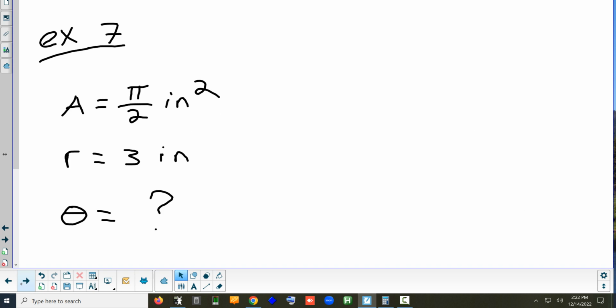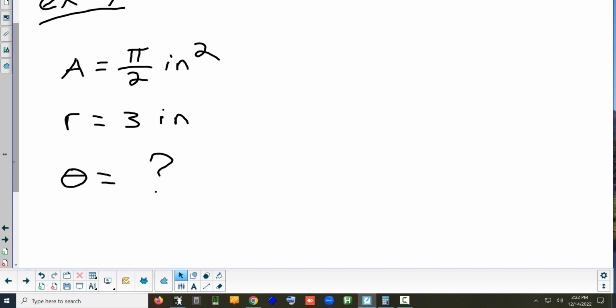All right, let's try one where instead of doing the area, we do the angle. Even if these labels weren't here, A, R, and theta, how do you know which one has to be A? You should be able to tell. The one that has inches squared has to be area, and the one that has just inches has to be a radius. You would never measure an angle in inches, so it couldn't be that.